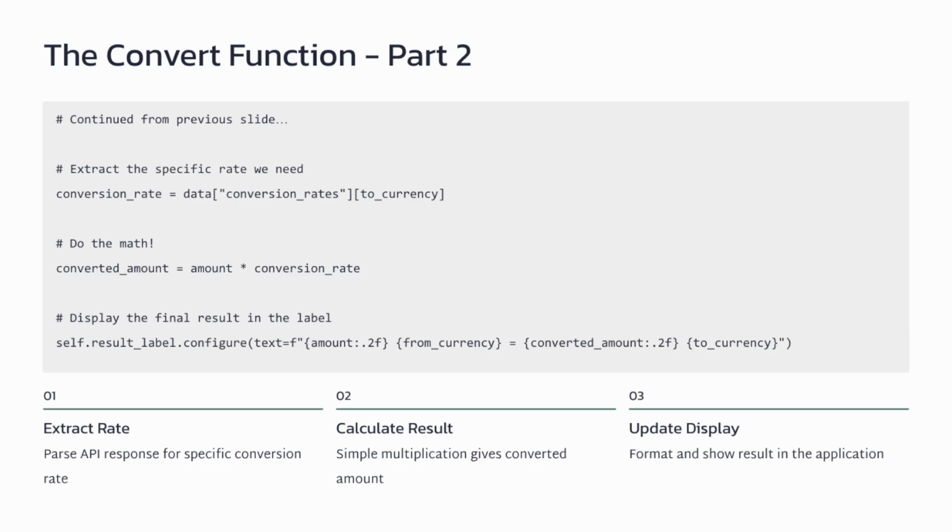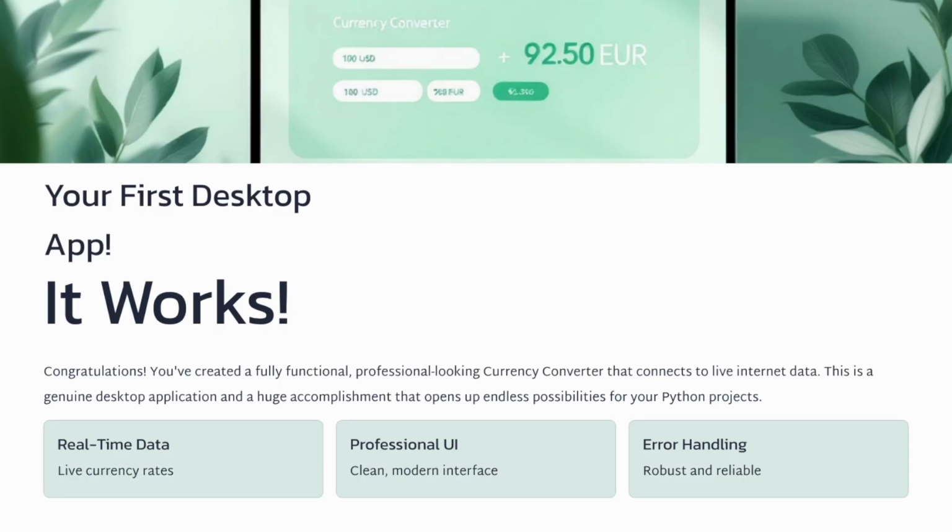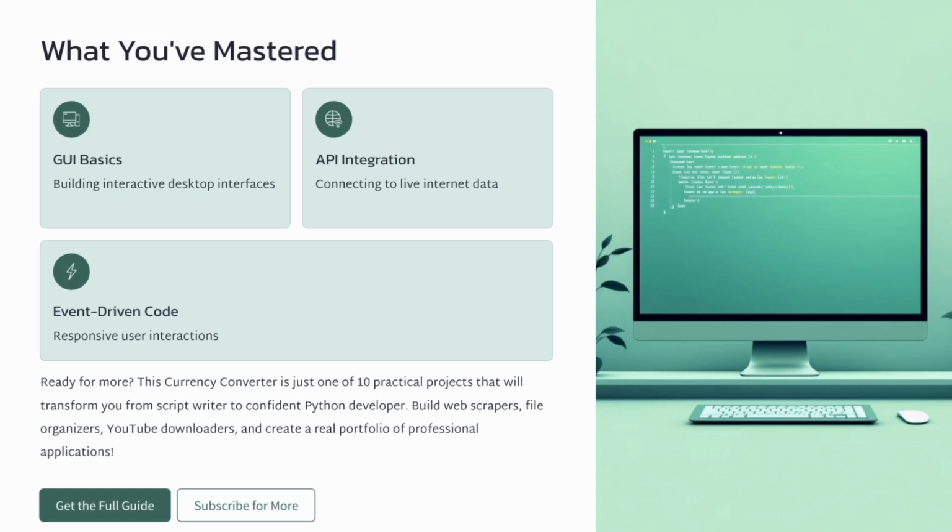And there you have it, a fully functional, professional-looking currency converter built entirely with Python. You've created a genuine desktop application that can talk to the internet. This is a huge step up, and it really opens a new world of possibilities for your projects. If you felt that aha moment building a real clickable application, just imagine what else you could build.